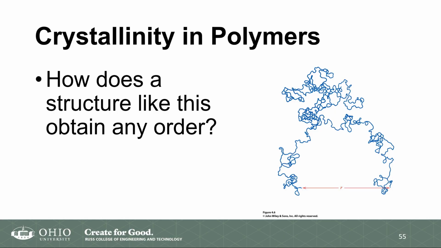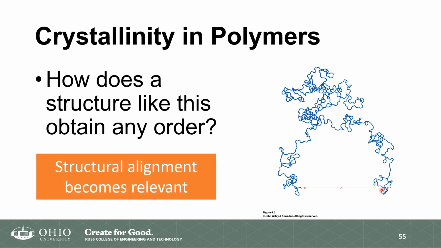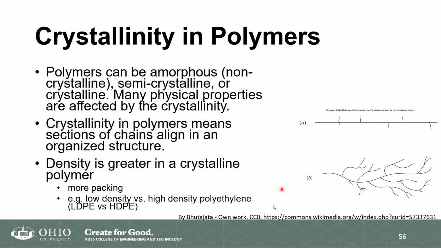Okay, so the question you might ask yourself is, well, when I have something like this where you have all this entanglement, right? Let me switch this to laser pointer. All right, when you have something like this where you have all these entanglements, how would you get any order out of this, right? The only way to do that is you have to have these things sort of lie or align across each other in some way, shape, or form. So let's look at an example.